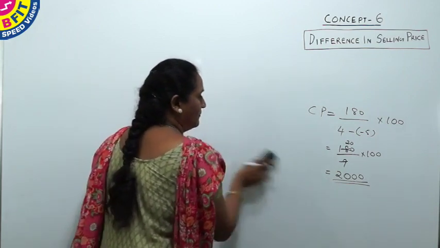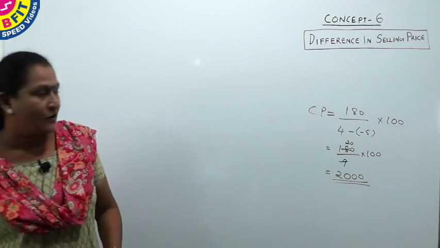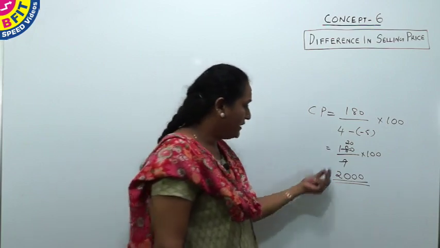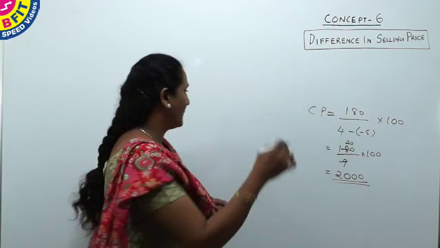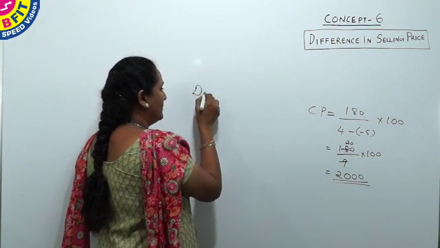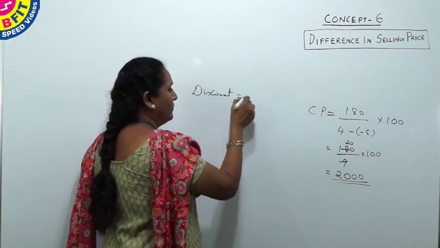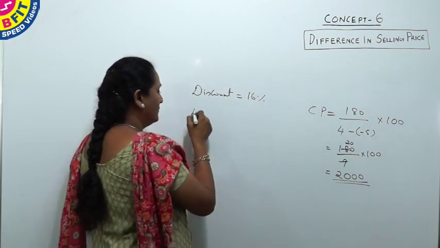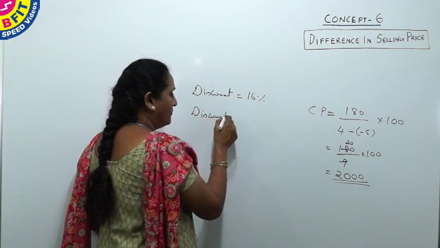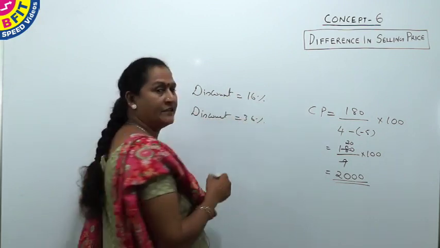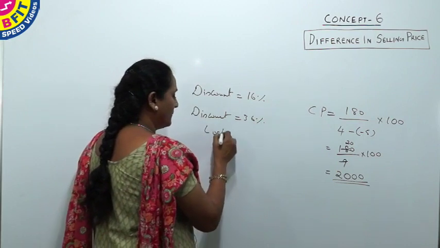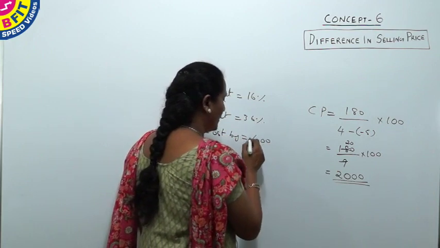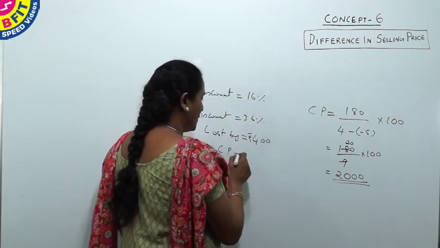So for many concepts we can use the difference in selling prices. Suppose a person gives a discount of 16%. If he had given a discount of 36%, he would have lost by 400 rupees. So what is the cost price?